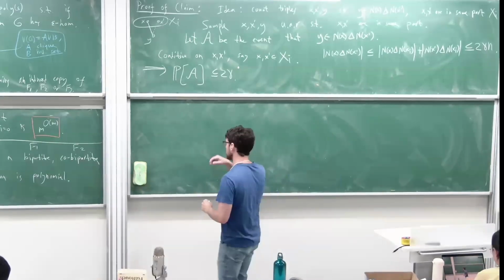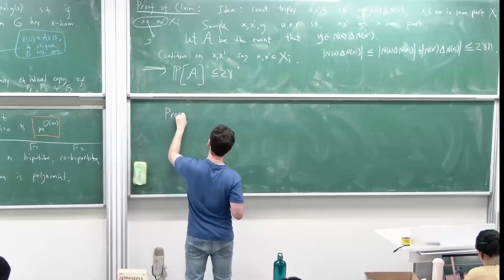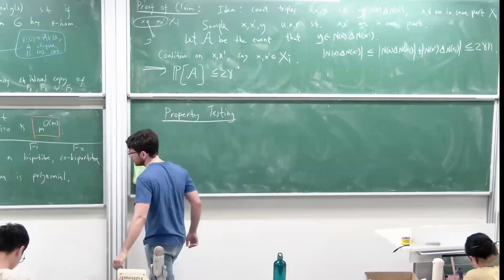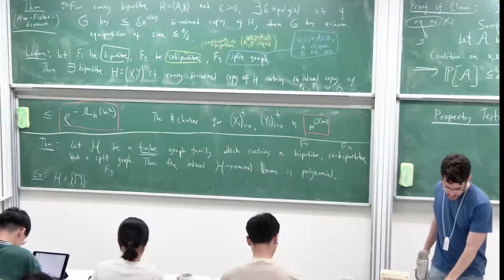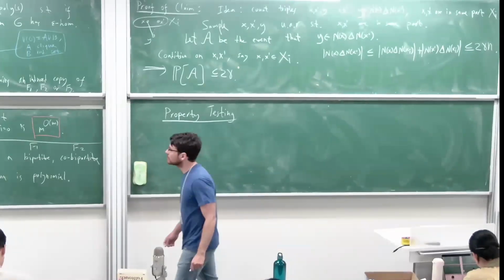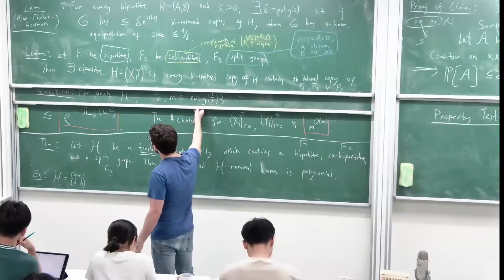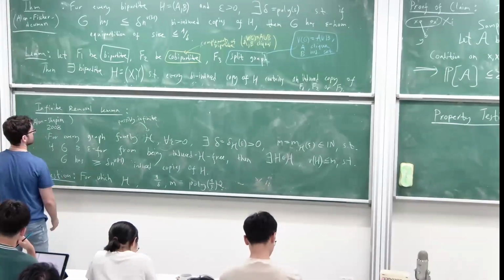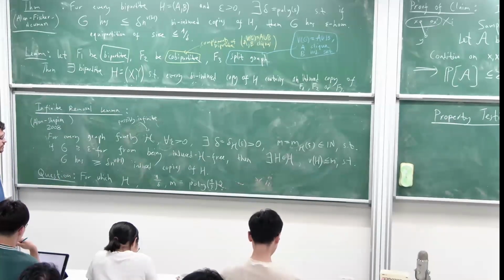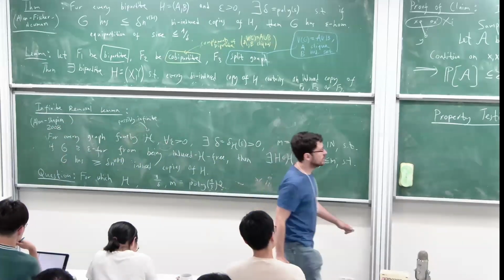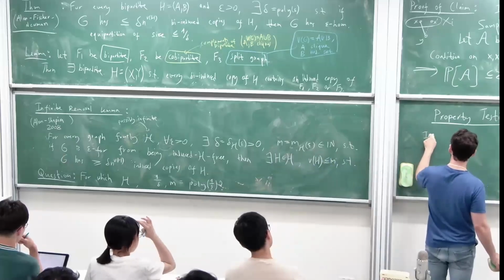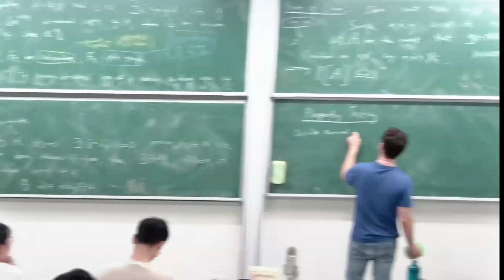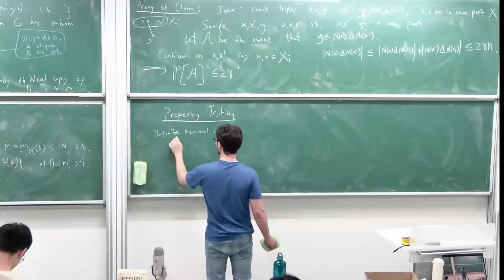So next I want to talk about something that's called property testing. So what is property testing? First, let's look again at the infinite removal lemma. It's this statement that's written here. And here is a reformulation of the statement. This is also the infinite removal lemma, but this would be the sampling version.